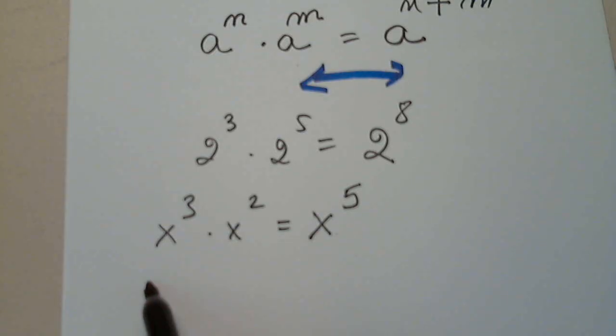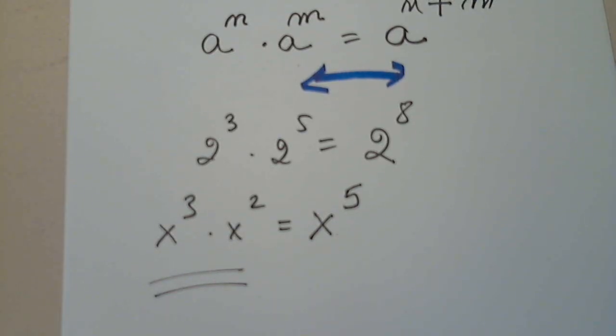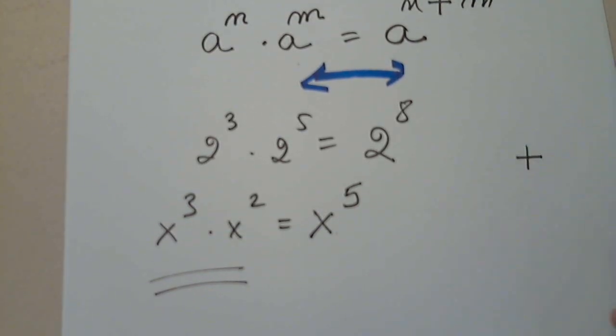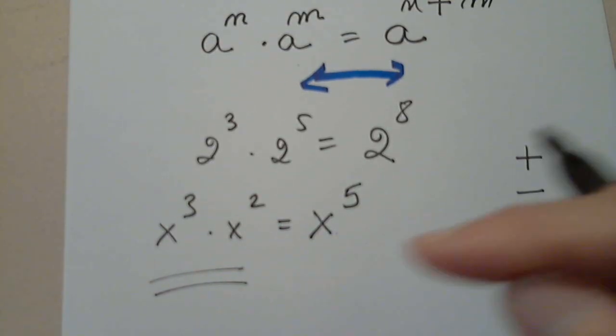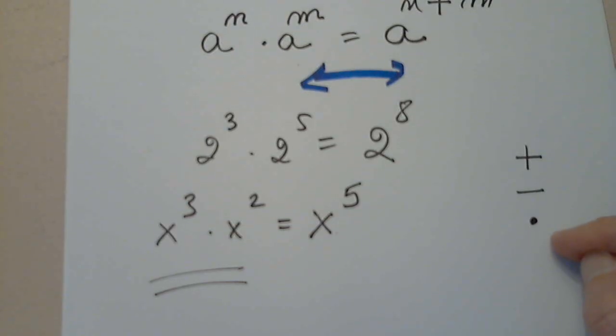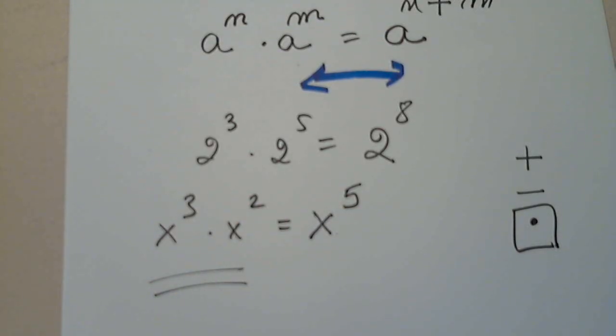So this is our first step towards, remember, we learned how to add polynomials, we learned how to subtract polynomials. We reached now the level in which we want to learn how to multiply polynomials. In order to multiply polynomials, we have to understand these rules.